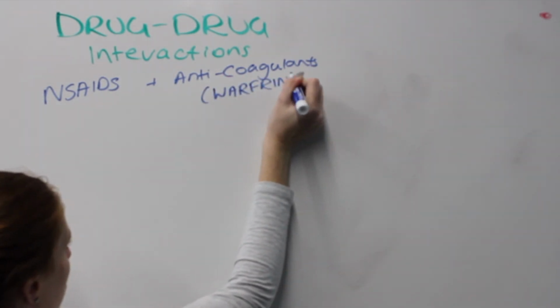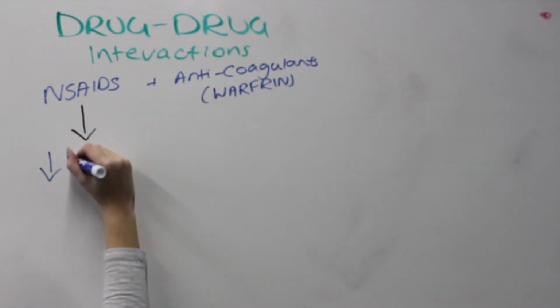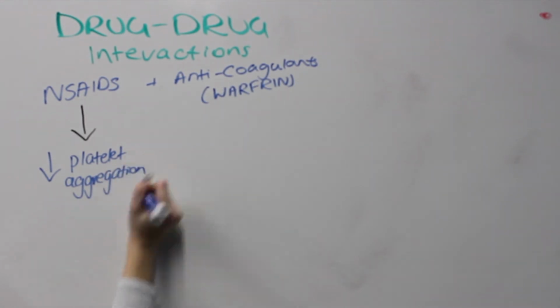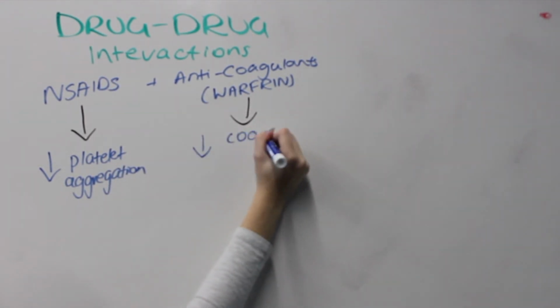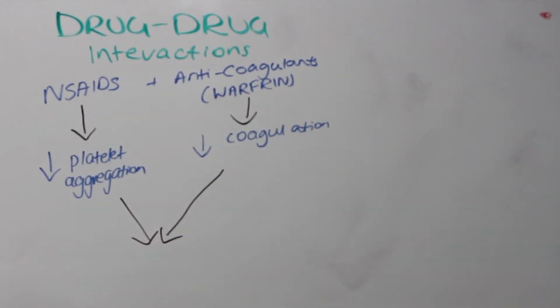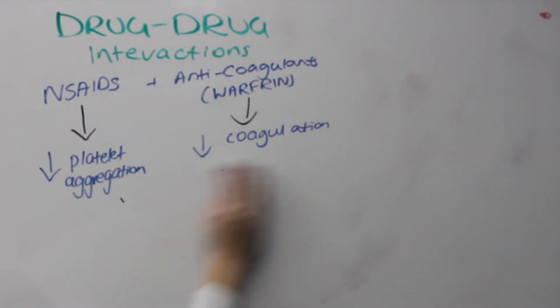NSAIDs can also interact with anticoagulants, such as warfarin. As we know, NSAIDs reduce thromboxane levels and therefore reduce platelet aggregation, whereas a drug such as warfarin also thins the blood and reduces coagulation. Therefore, if taken together, it can place you at an increased risk of bleeding.